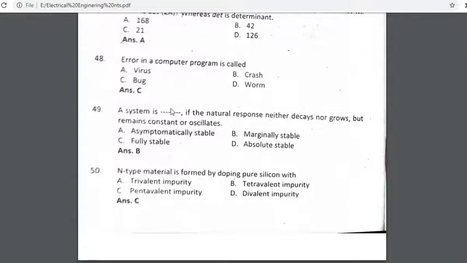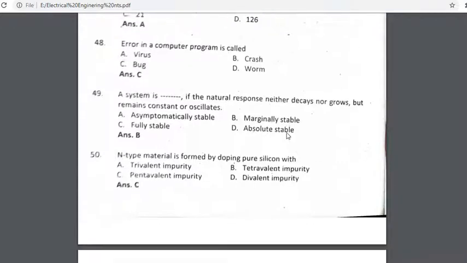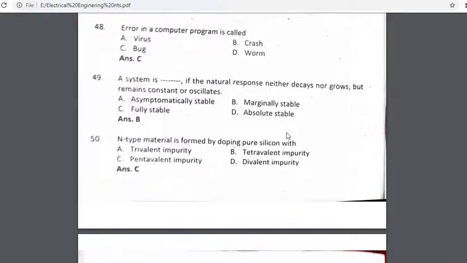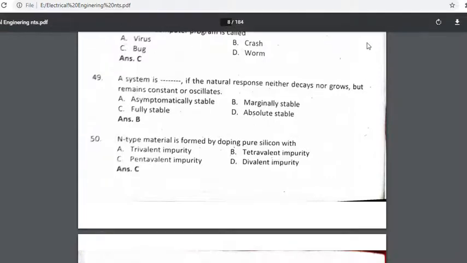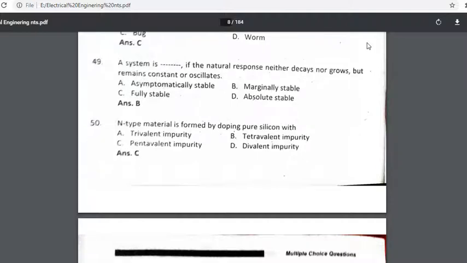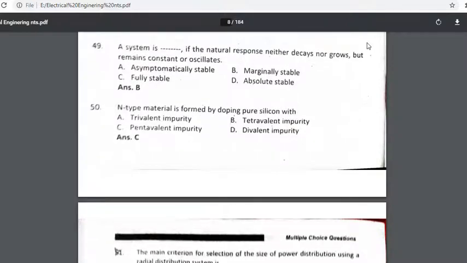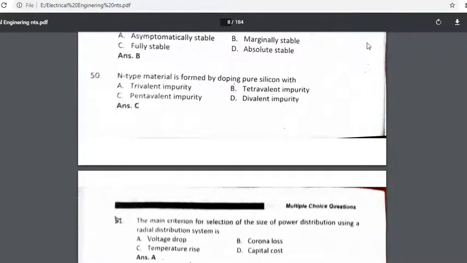A system will be marginally stable if its natural response neither decays nor grows. So it will oscillate about its mean position. So we will call it marginally stable. But when it decays, we will call it stable, and when we have an exponential function, we will call it unstable.